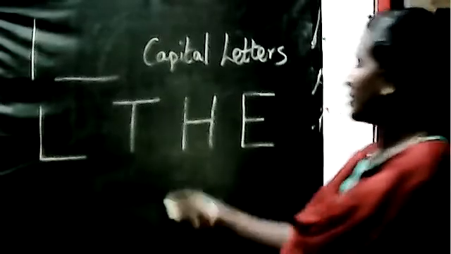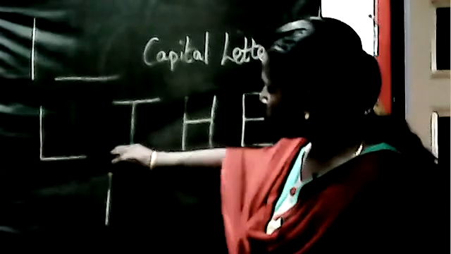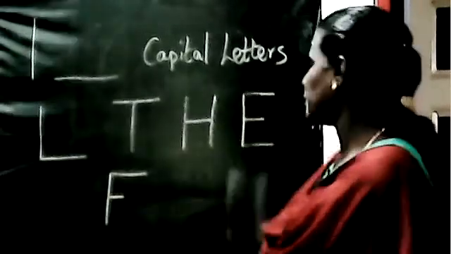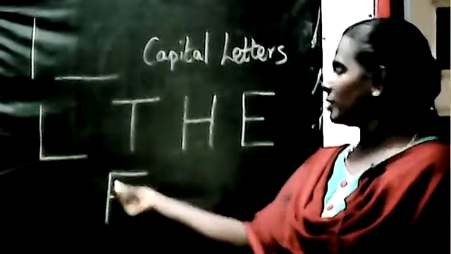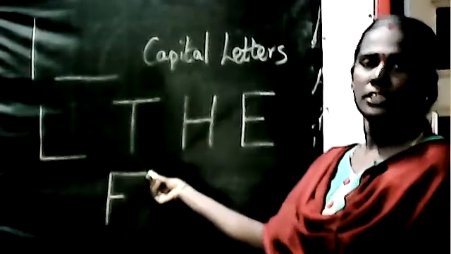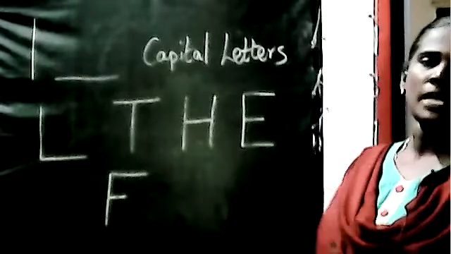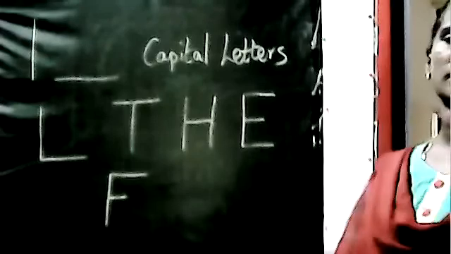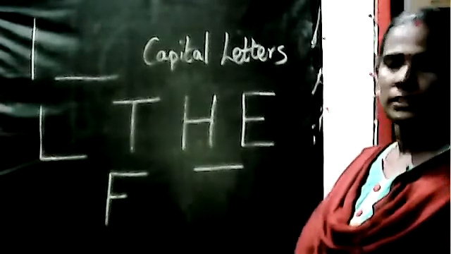Now next, see here, standing line, at the top one sleeping line, center one sleeping line. Okay, now see here children, standing line, sleeping line at the top, and in the center there is a small sleeping line. Okay, letter F. Okay, what is this letter? This is letter F.